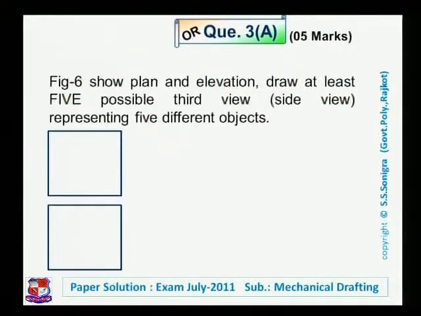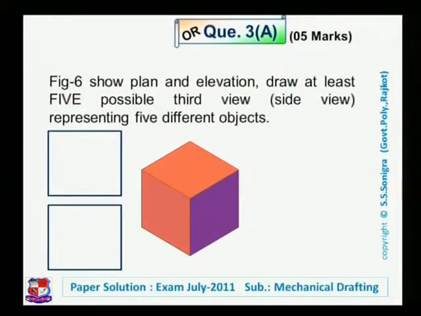If front view and top view both are squares, then the object would be like this, a cube, because if it's a cube, its front view would be square, its top view would be square, and of course its third side view also would be square. This is one option. We have to draw 5 such options. We have to think what its side view should be such that its top view and front view appear like this. So this is one option.